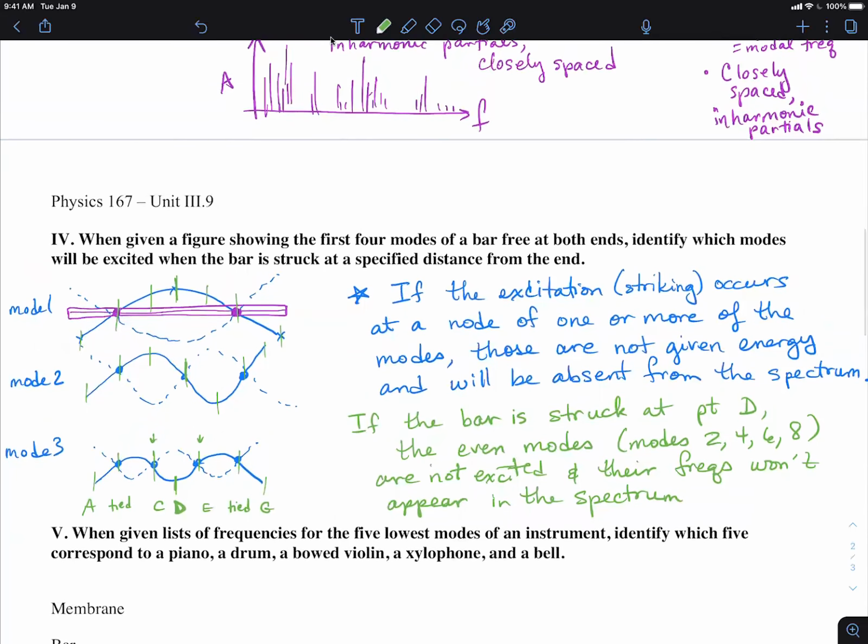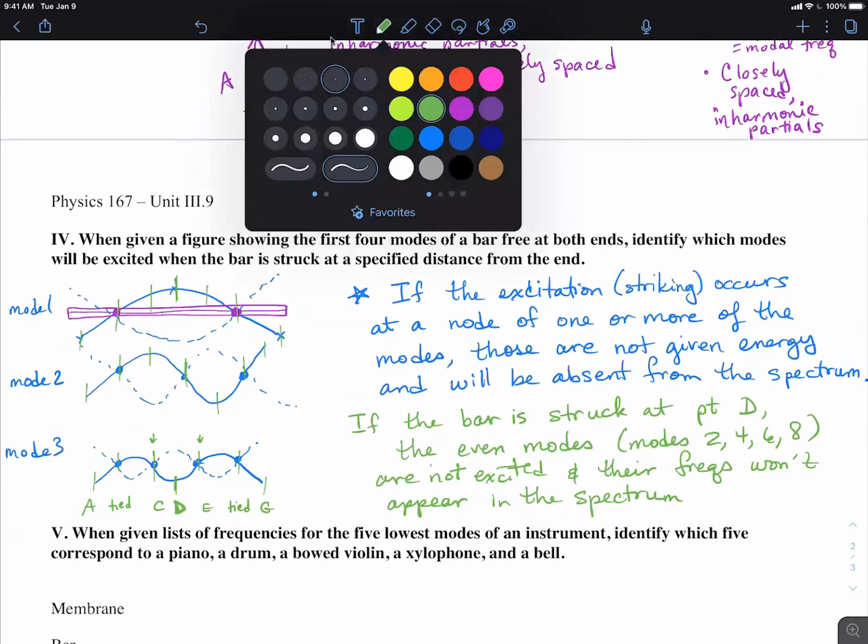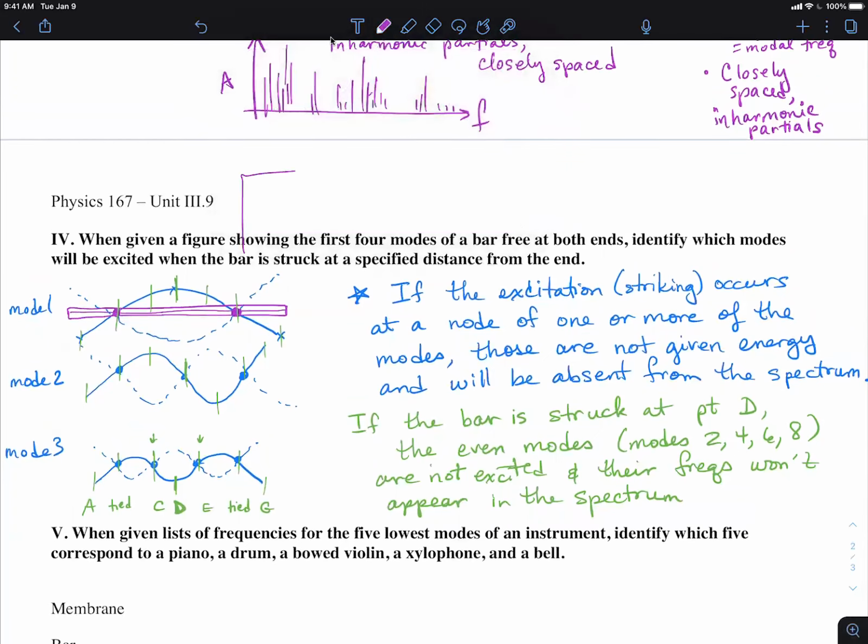Another thing about these bars is about the partials. These have a few, the spectrum from these sounds will show from bars.